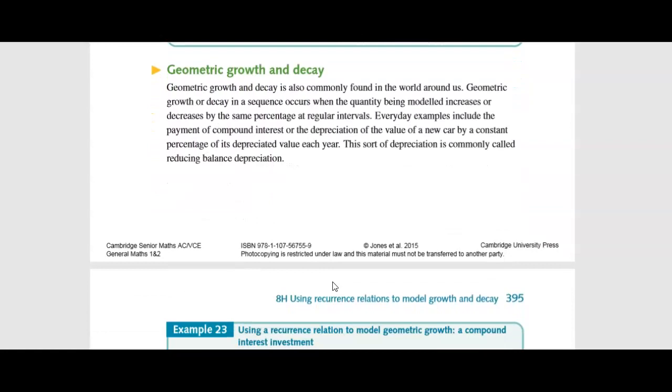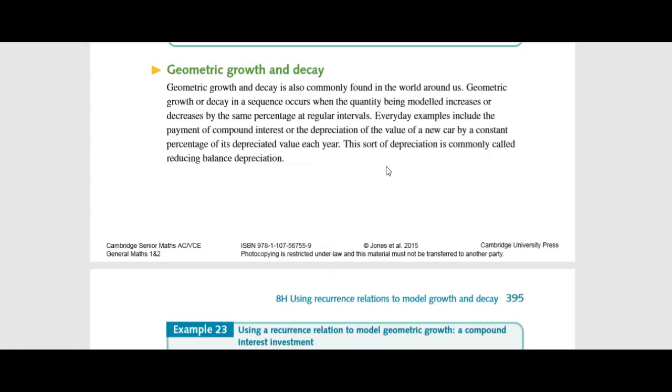Now, geometric growth and decay. Okay, so we've already looked at arithmetic. Remember, arithmetic is the same amount each time. It goes up by the same amount or it goes down by the same amount. Geometric growth and decay goes up by the same factor or the same ratio. So remember common ratio or the same percentage. So it's going up by some factor.